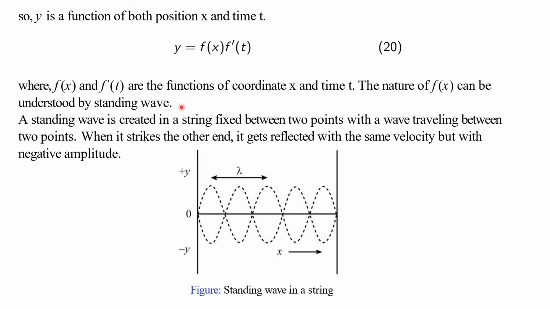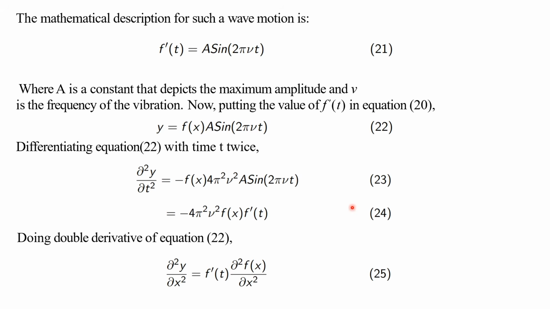A standing wave is created in a string fixed between 2 points, with a wave traveling between the 2 points. When it strikes the other end, it gets reflected with the same velocity but with a negative amplitude, like this. So if you pull the string down like this, then leave it, it goes like this. The mathematical description of such wave motion is f'(t) equals a sine 2 pi nu t, where a is the constant that depicts the maximum amplitude and nu is the frequency of vibration.